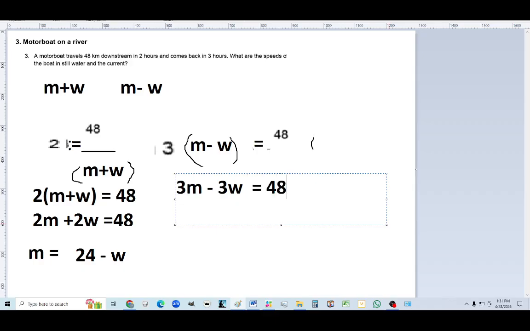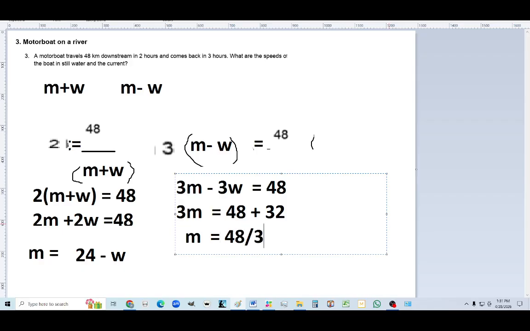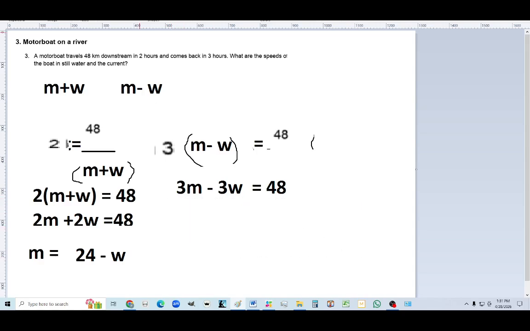I'll show you what your teacher does. He isolates the m again. He divides by 3. 48 divided by 3 is 16, plus w, since 3w divided by 3 becomes w. So you see, he does it like this. He actually keeps the equations like that, and he puts the w on the same side. So what he does is right up to this stage here, he divides everything by 3.